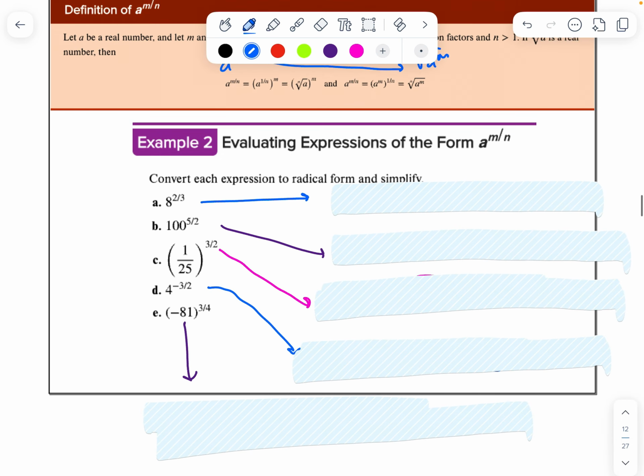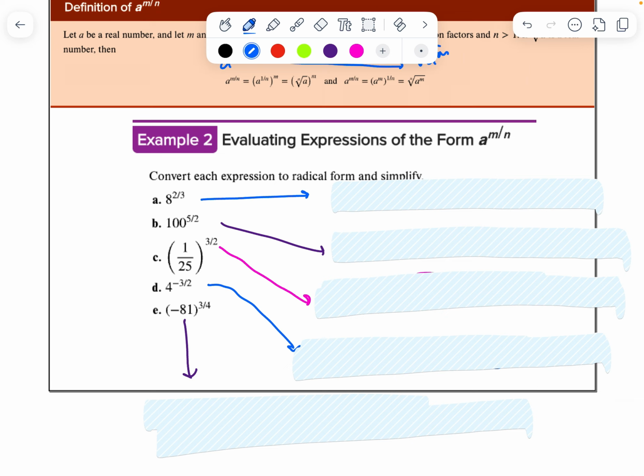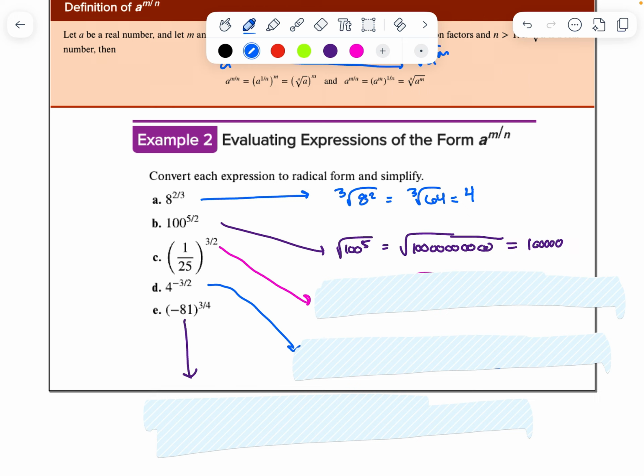Here's a few more for you to try. 8 to the 2/3. That should be the same thing as the third root of 8 squared, which simplifies to the third root of 64, which is just 4. 100 to the 5 over 2 is the square root of 100 to the 5. And this is how that simplifies.